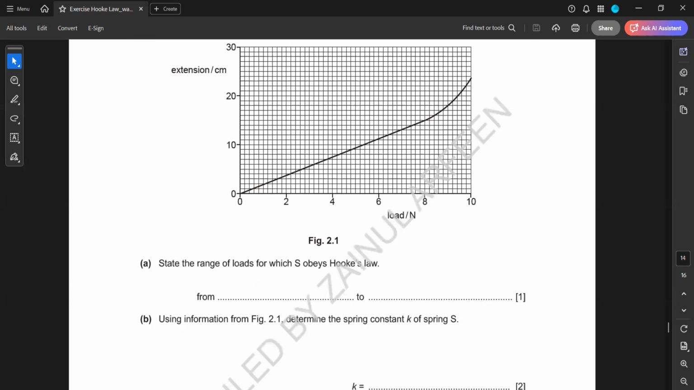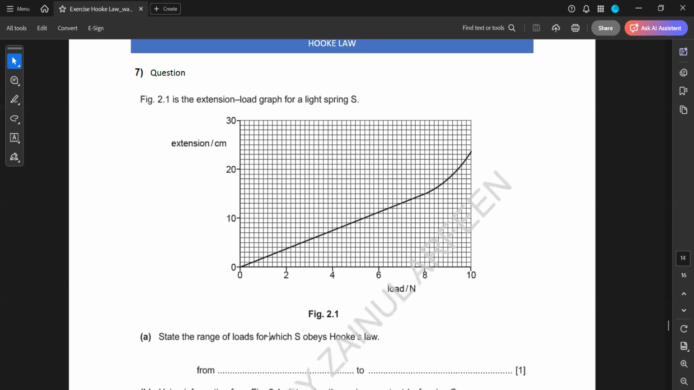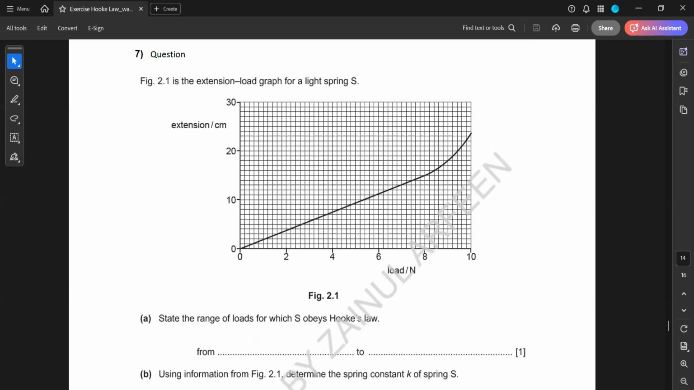See, in this question, state the range of a load for which the spring obeys Hooke's law. It is obeying Hooke's law because this is a linear part. When it is a straight line graph, it means it is obeying Hooke's law. So this linear part started from 0 and ends at 8. So from 0 newtons to 8 newtons, it is obeying Hooke's law.